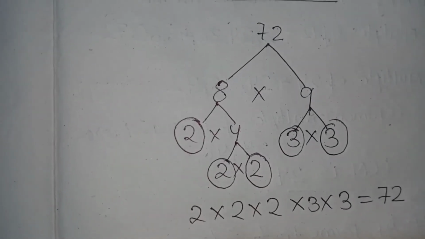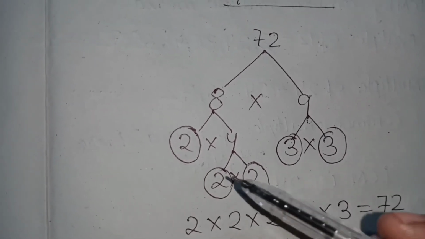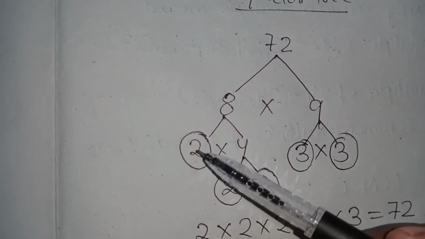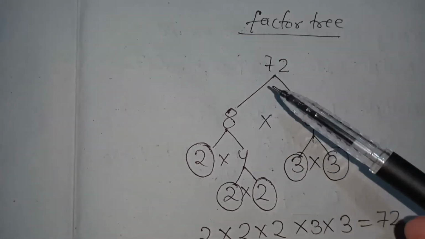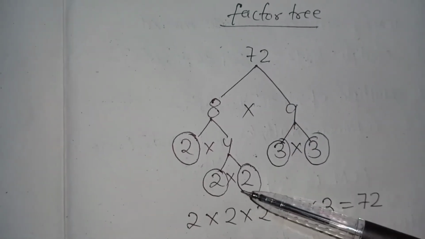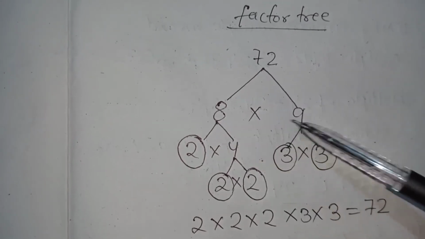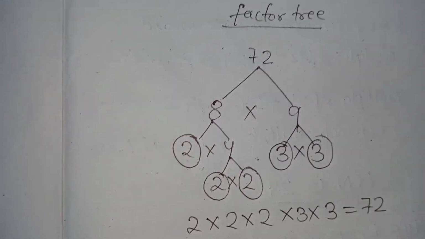Okay, this 72 comes in so many tables, but we have to do it by prime factors. We have to find the prime factors. So these are the prime numbers. Okay, so I hope you have understood. So this is the factor tree. You can start with 2 also, or you can do it like this, and then you can get the prime numbers. Okay, so I hope you have understood.